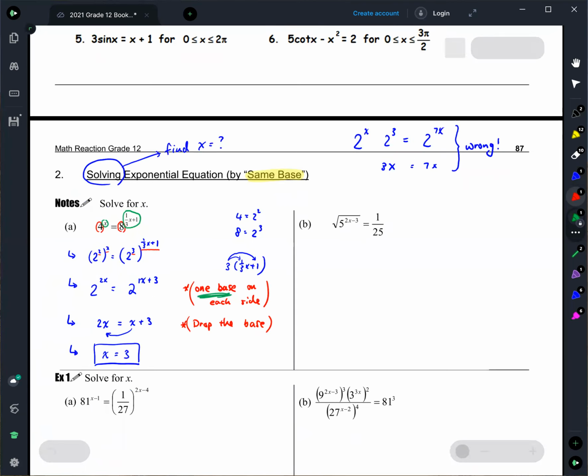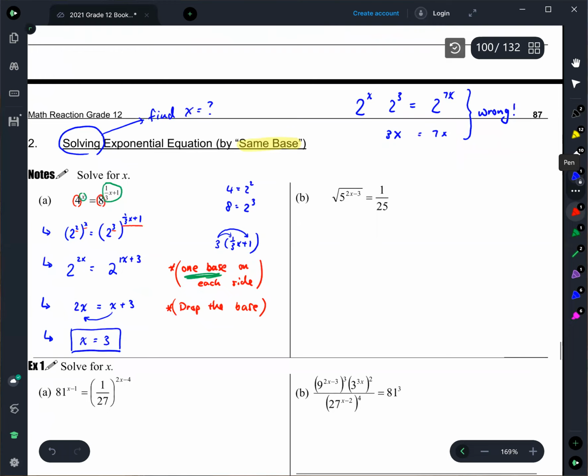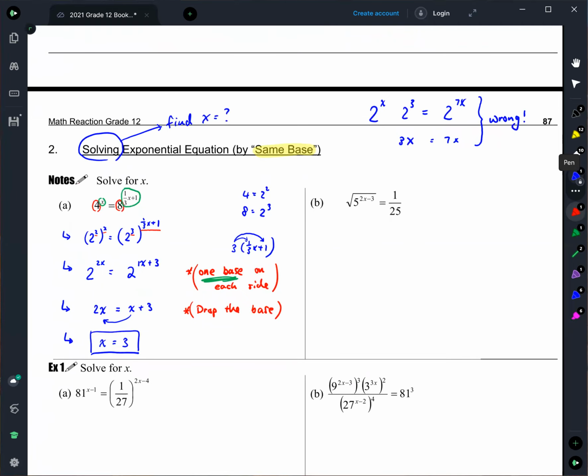All right, so let's try question B. What's the same base that we should change to this time? Philip? 5. Yes, okay. You have on the left side, you have base of 5.